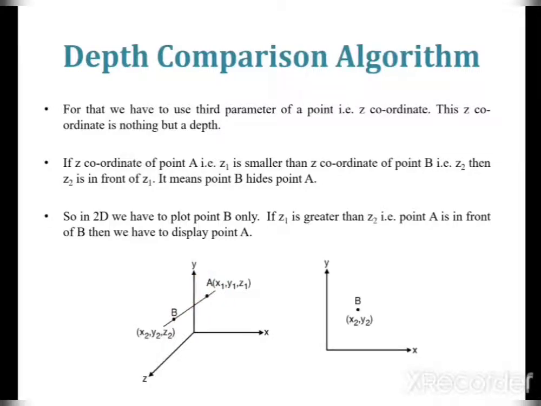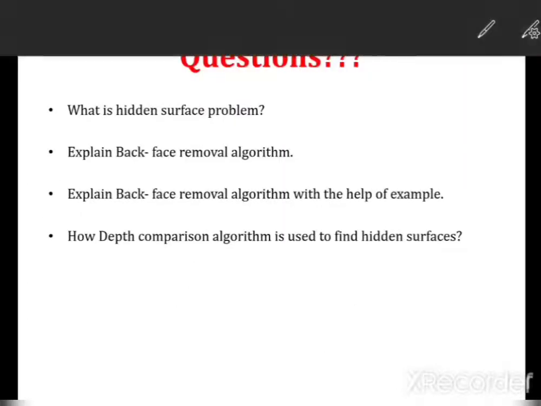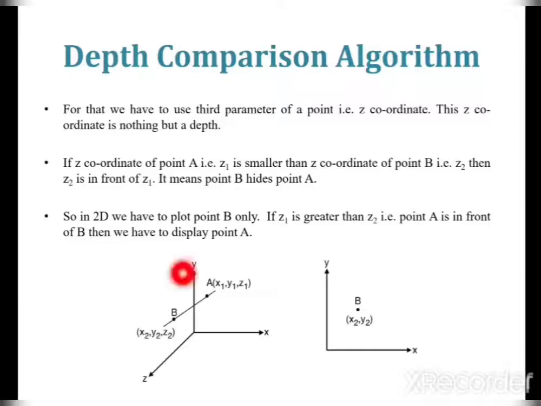If z1 is greater than z2, then point A is hiding point B. In this way we recognize whether A is hiding B or B is hiding A. When z1 is less than z2, then z2 is near to the viewer, meaning point B is visible. So in the 2D we have to plot point B only. So we can recognize here that z2 is having the smaller value than z1. So we are plotting point B here. We are assuming the viewer is on this side and z2 is greater than z1, so we are plotting the B point over here.